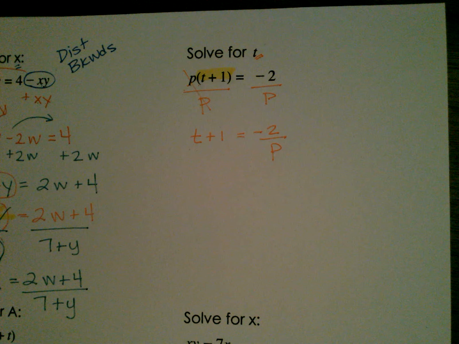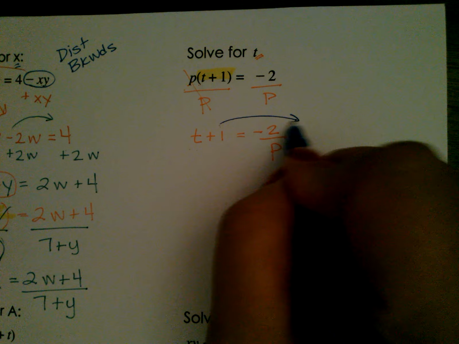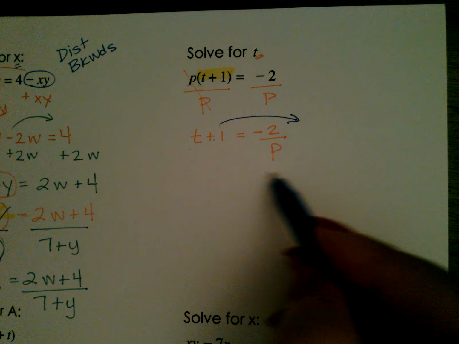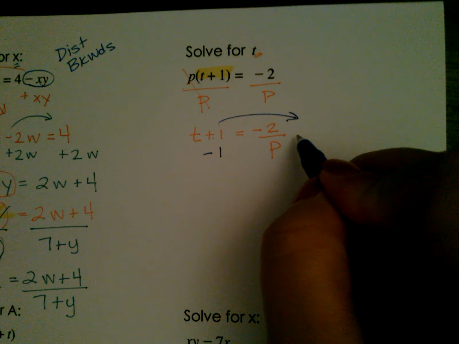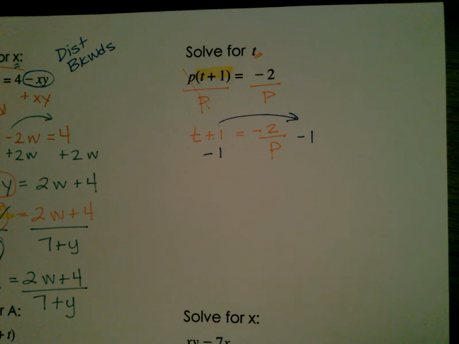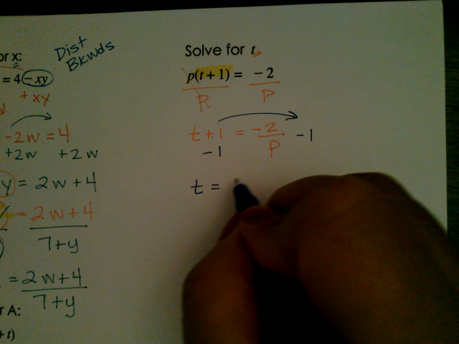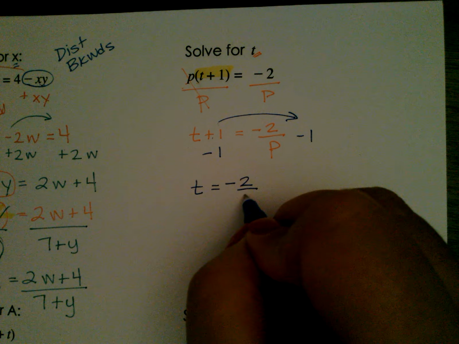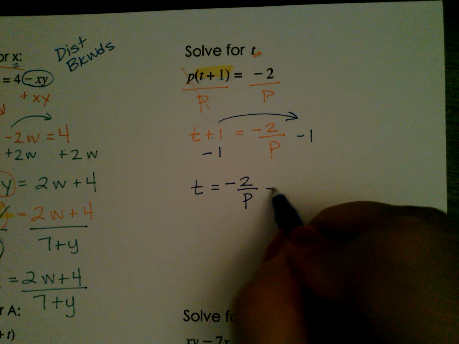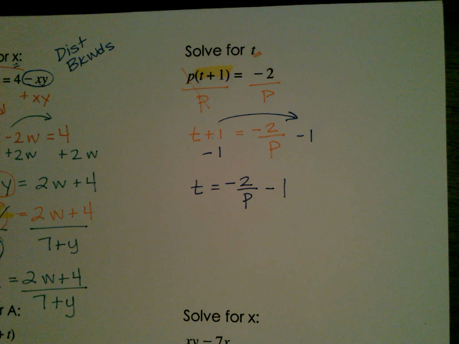We have isolated the group, so it's not grouped together anymore. It stands by itself. I may now move the positive 1 over there. To do that, I would subtract 1. So t equals negative 2 divided by p minus 1.